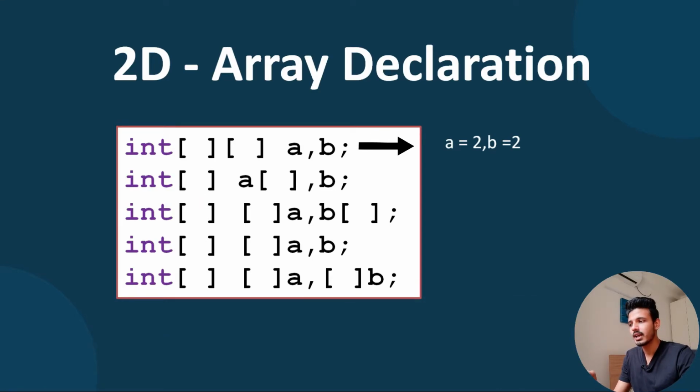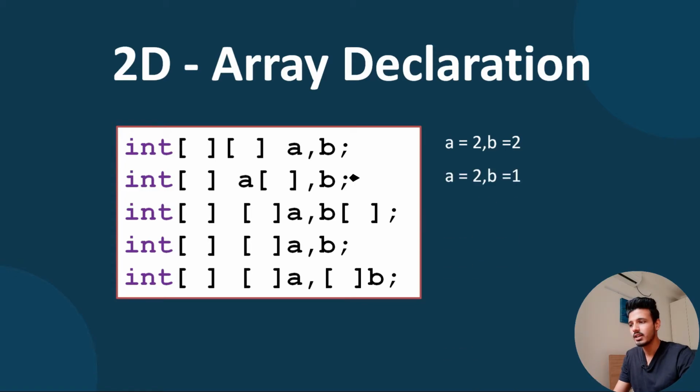In the second example, there is a square bracket with the integer data type, and one is intact with the variable a. In that case, when the compiler reads it, it will find that a is a two-dimensional array, whereas b will be considered a one-dimensional array. Why does a get two dimensions? Because when the compiler reads it, it ignores the space between the square brackets and a, hence a gets a two-dimensional array, whereas b is a single-dimensional array.